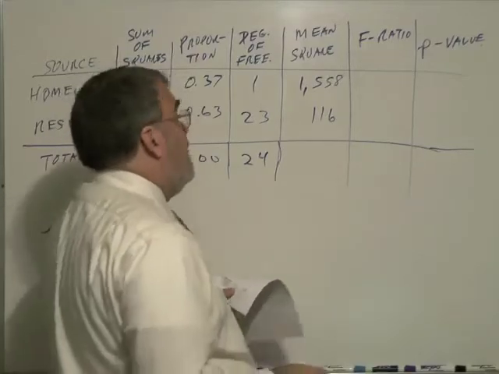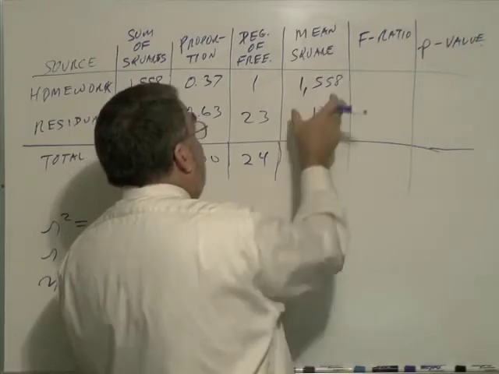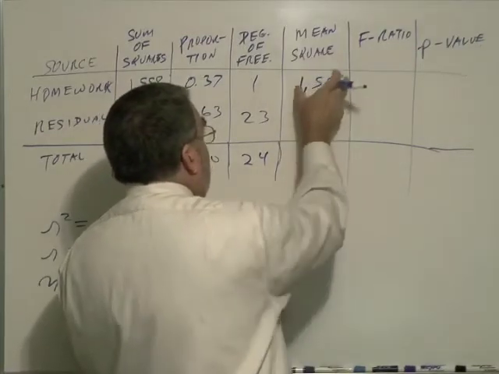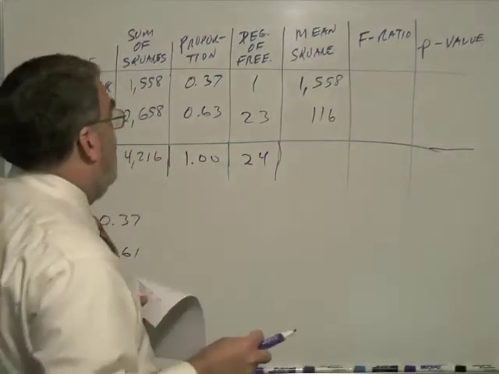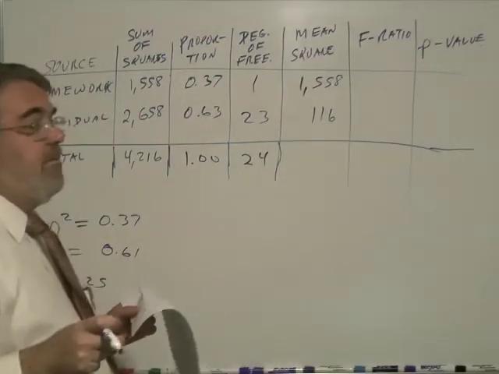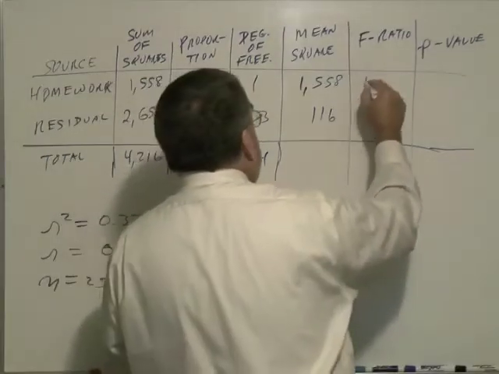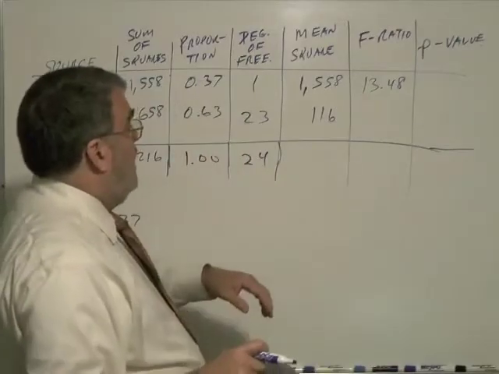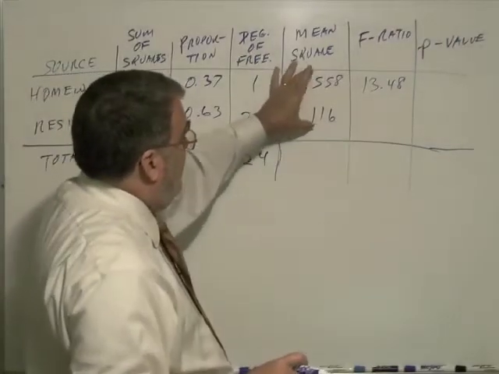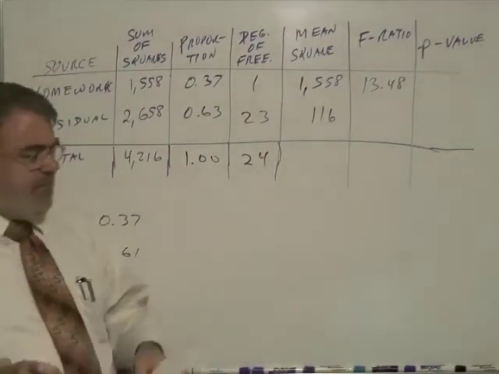The F ratio is the division of this number divided by that number. It's the ratio of the regression mean square divided by the residual mean square. So if I divide those two numbers, I get apparently 13.48. Again, I don't know if you'll get exactly 48 here if you divide these integers. It might be a little bit off due to rounding effects.